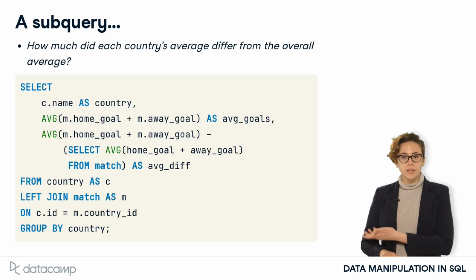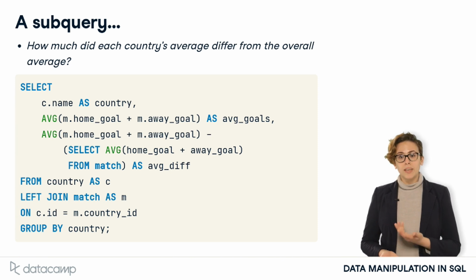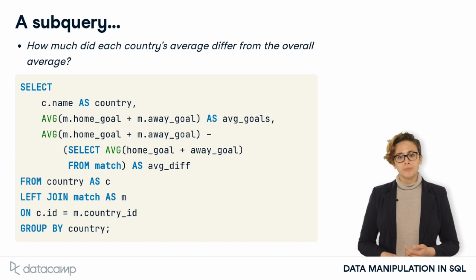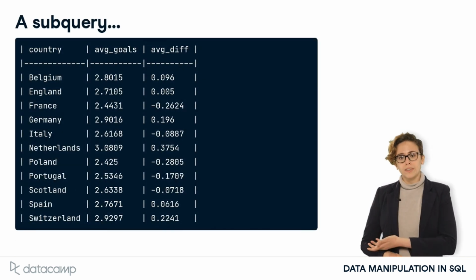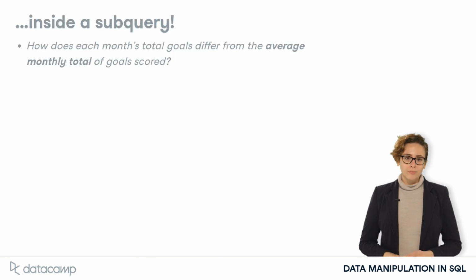The query you see here is similar to the previous lesson, where we selected the average number of goals scored in a match within each country and compared it to the overall average using a subquery in select. This third column calculates the difference between each country and the overall average. The resulting table looks like this, with one row for each country and one column for each of the two calculations.